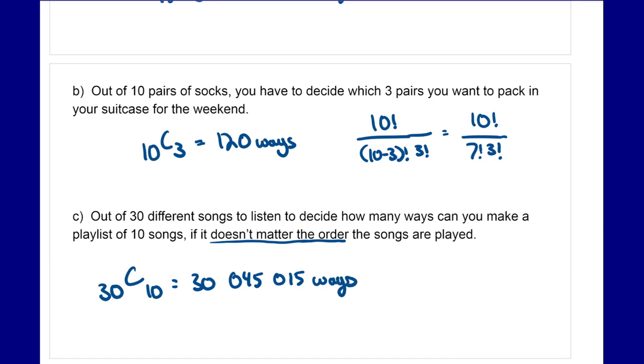So this one's clear. Order doesn't matter. If I just took that part out, how many different 10 song playlists could I make? That might imply order. Or if I had to rank my top 10 songs, how many different rankings could I do? That is basically saying order does matter. Something along those lines.